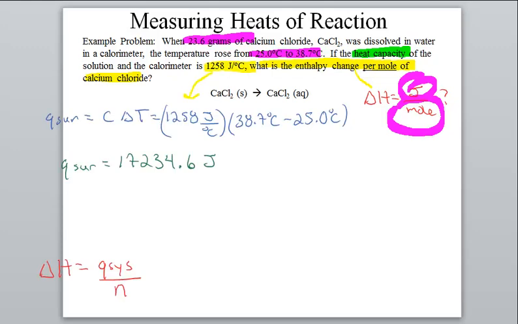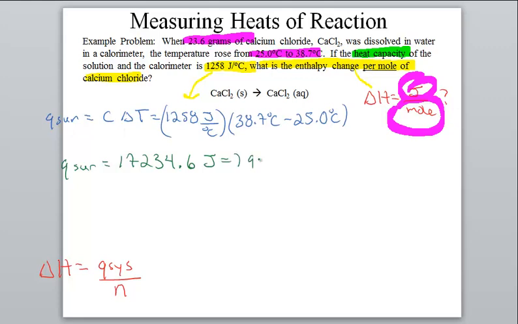So the heat capacity says for every 1 degree rise in temperature, there's 1258 joules worth of energy. That's the amount of energy that must be flowing into the surroundings. So since we have a larger temperature change than 1 degree Celsius, we're going to have more than 1258 joules. And our calculation is 17,234.6 joules. That's our Q of our surrounding. It's positive because heat is flowing into the surroundings.